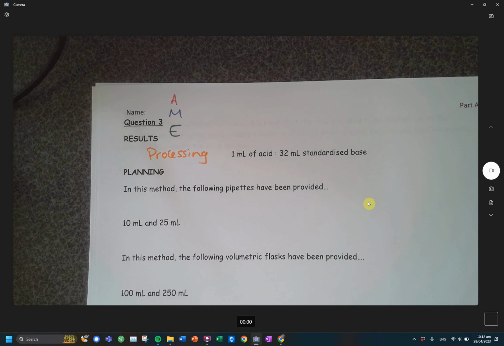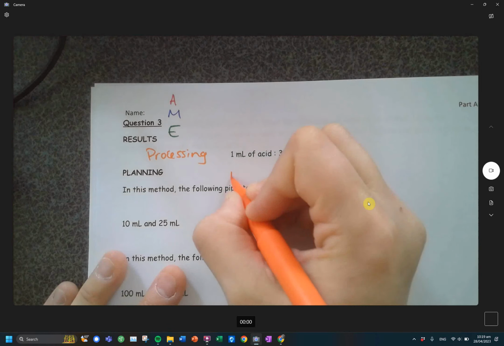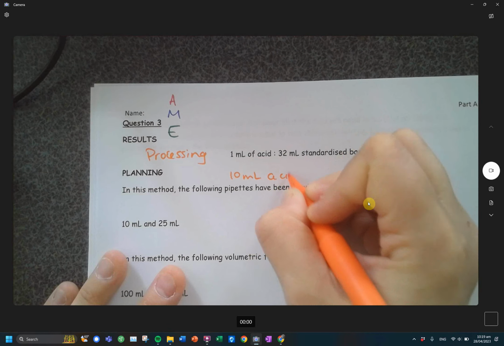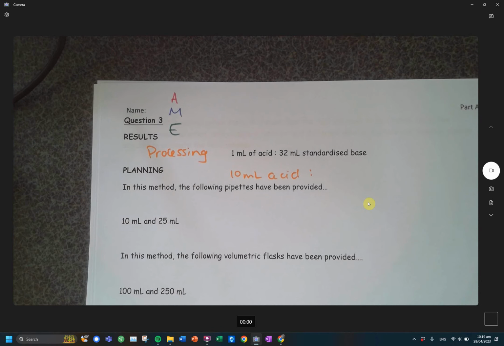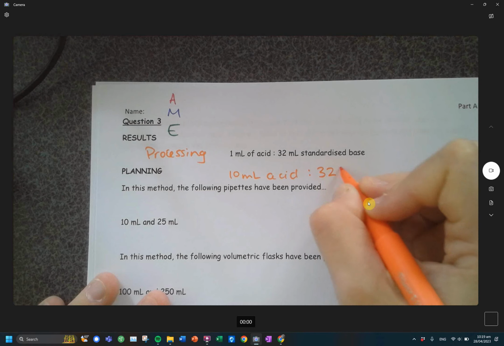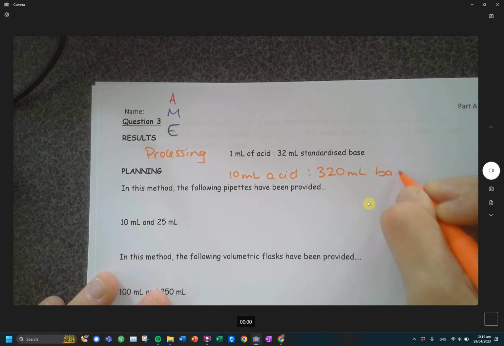So right now, hypothetically, if I had 1 mil of acid and I was using the base, I would need 32 mils of it. If we are thinking about scaling this up to titration, we think about our pipettes, and the smallest pipette I can provide for you is 10 mils. So I would have 10 mils of acid as my minimum if I had it undiluted. So we've taken that 1 mil, we've times it by 10. How much would I need base-wise if I did not do any dilution? Times 32 by 10, and I would need 320 milliliters of base if there was no dilution.